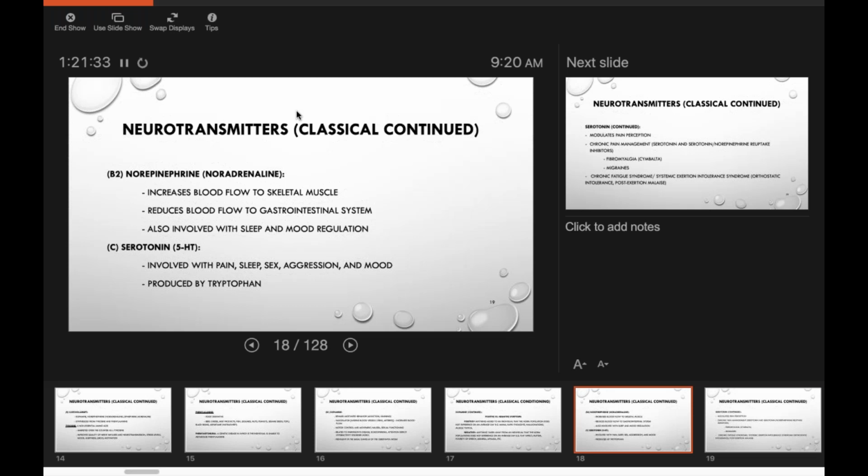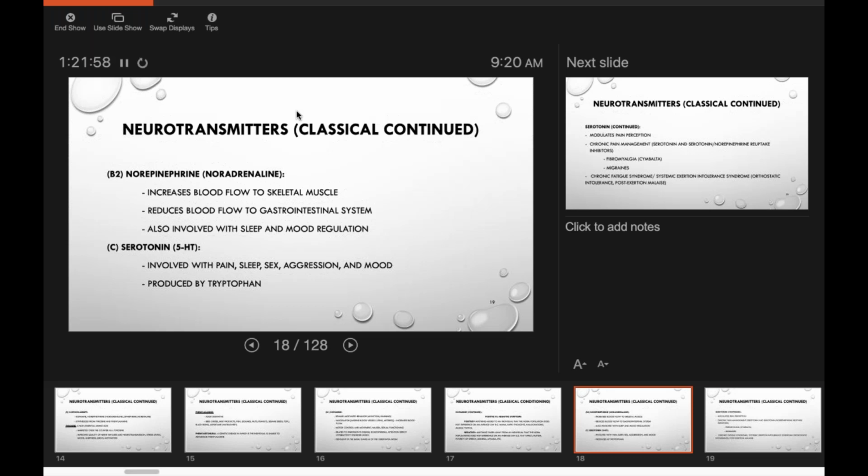Serotonin's produced by tryptophan. So we left tryptophan season a couple of months ago. Turkey, right? Somebody asked me if there's an interaction between eating turkey and taking anything with serotonin in it. No, because it's not enough. You would have to eat a lot of turkeys to have an interaction there.